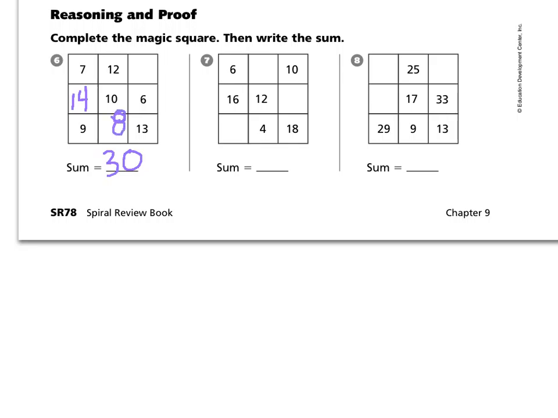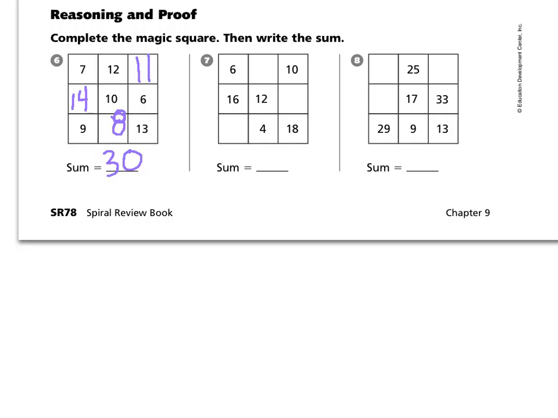And let's go ahead and do the other diagonal where I have 9 plus 10, which is 19, plus 11, which is 30. Make sure that you add 7 plus 12 plus 11 to get 30, 14 plus 9 plus 7 to get 30, and then 9 plus 8 plus 13 to get 30. Check all of your answers.